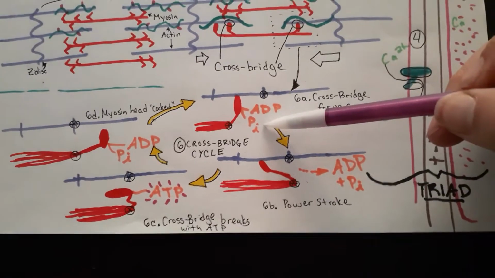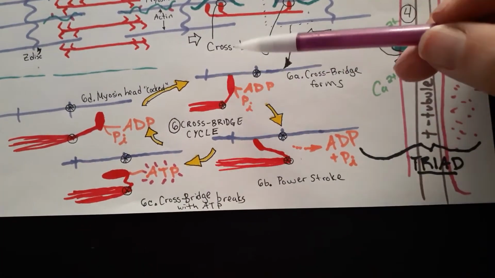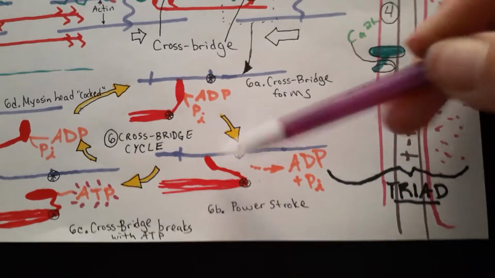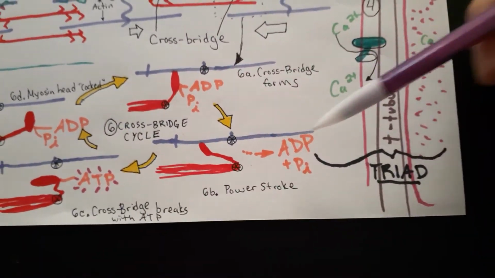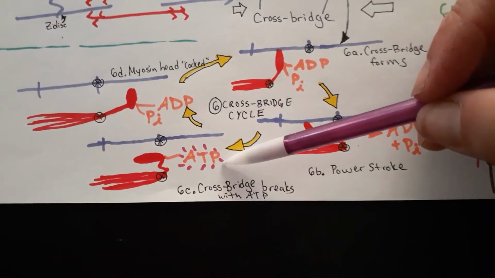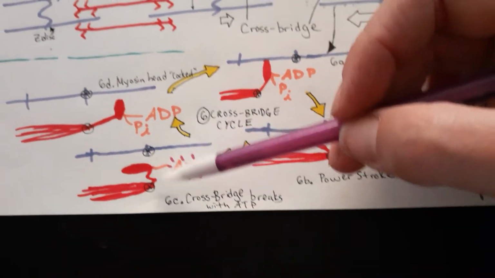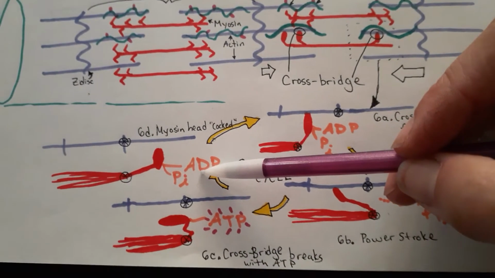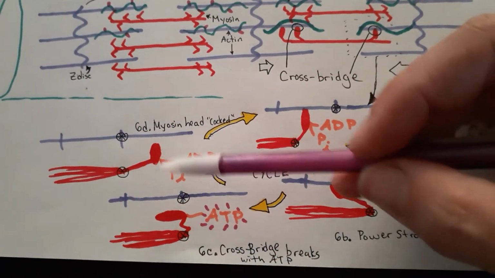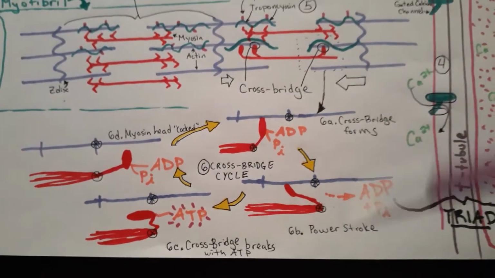With its ADP and phosphate, we have formed a cross bridge. As soon as the cross bridge is formed, we get another power stroke. ADP and phosphate leave, opening up a spot for a new ATP. ATP breaks the cross bridge. When ATP is hydrolyzed into ADP and phosphate, the head is recocked and the cycle begins all over again.